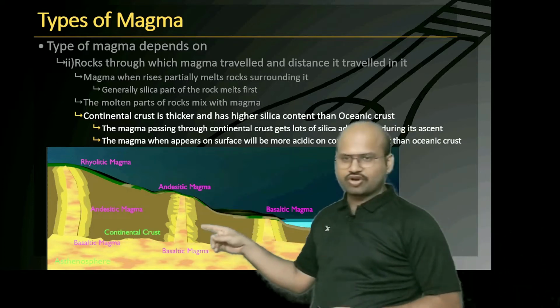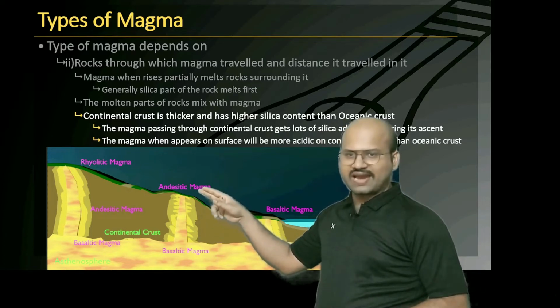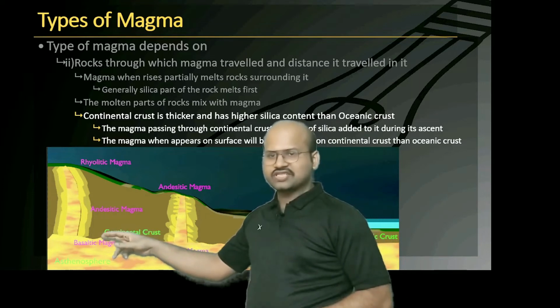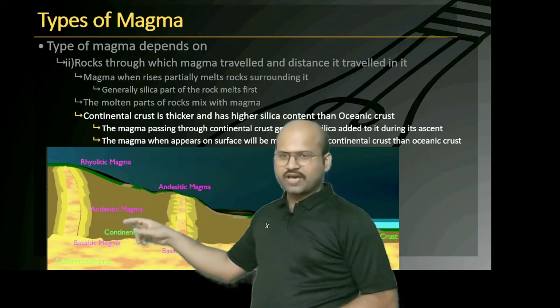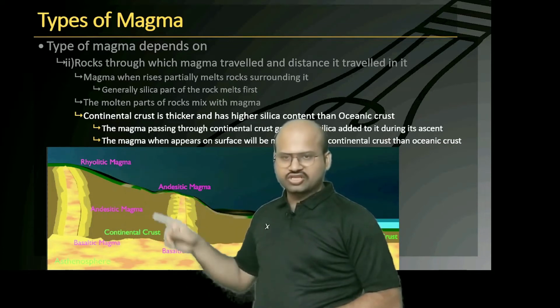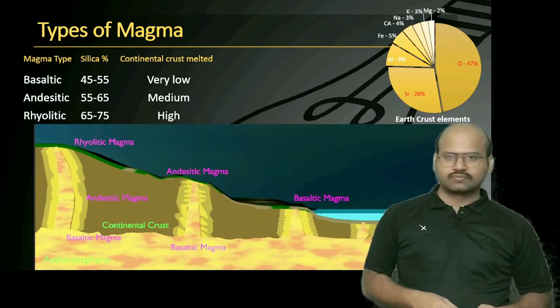So here we see, because the thickness is more than here, the magma that comes to the surface is andesitic. Here further we see that the thickness of continental crust is even higher. So the magma that reaches the surface is rhyolitic. So this is also one of the important factors on the type of magma that we see at the volcanoes.